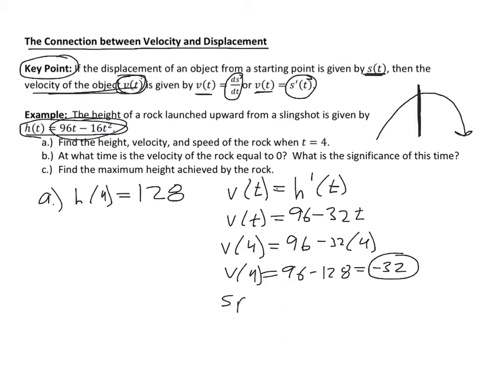Now, last question, what is the speed of the rock at time 4? Do we get that the speed of the rock is positive 32? Hopefully you got that, because all we're doing is taking the absolute value of the velocity. Okay? So now, part B.